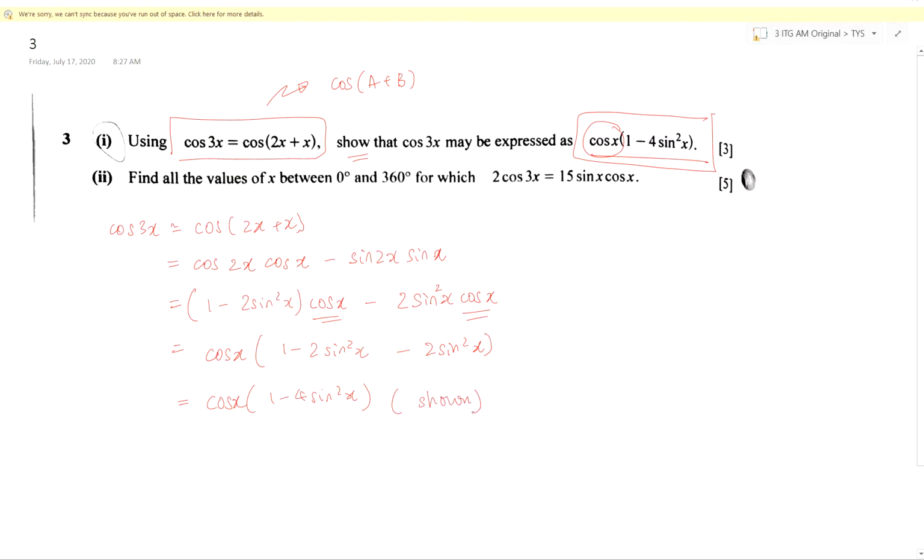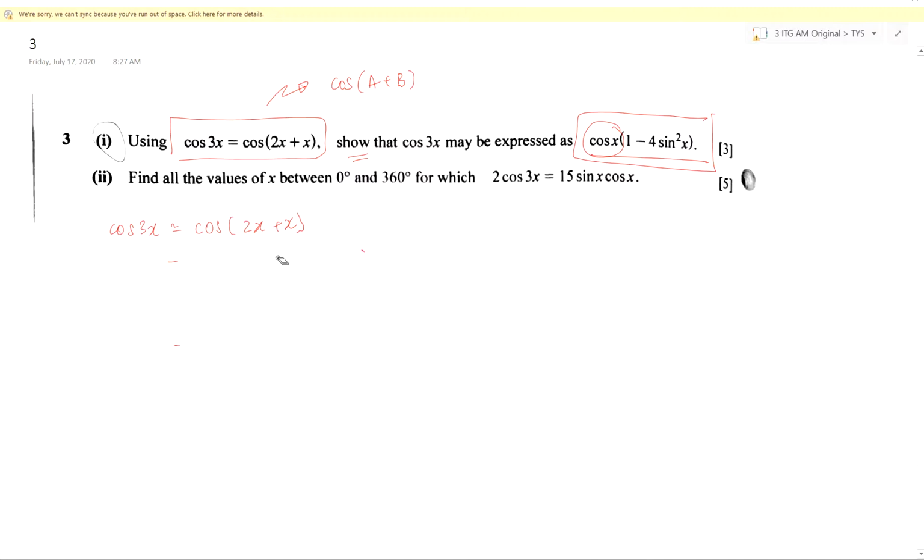So using this information that we have just found, we're going to attempt part 2. So even if you did not manage to prove part 1, you can still go ahead and use the expansion that they asked you to prove to help you solve part 2. That is the reason why they asked you to show, so that you will not get stuck. You can't do part 2 because you couldn't prove part 1. So here they want us to solve 2 cosine 3x equals 15 sine x cosine x.